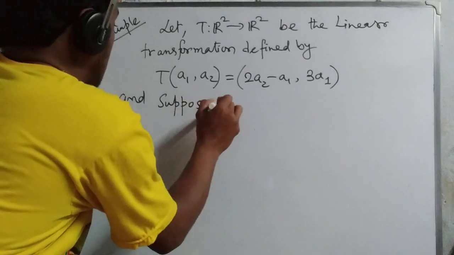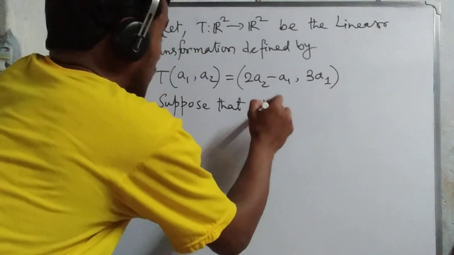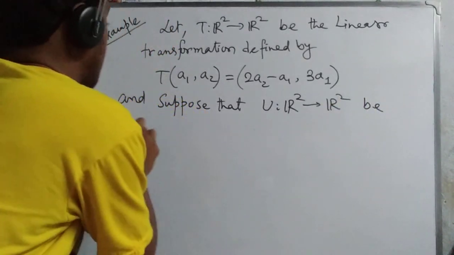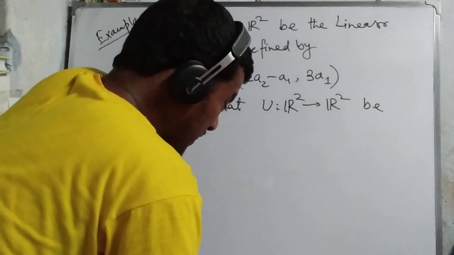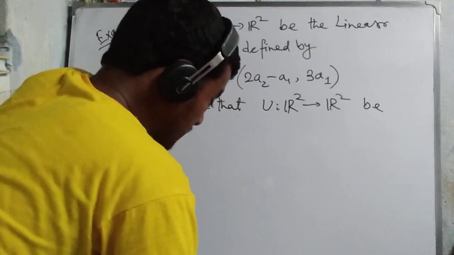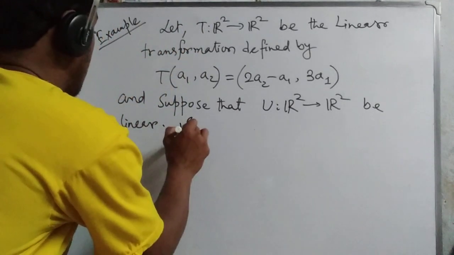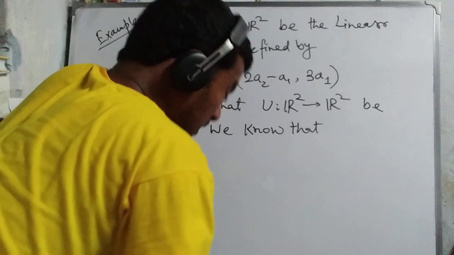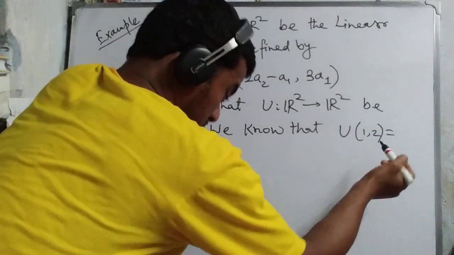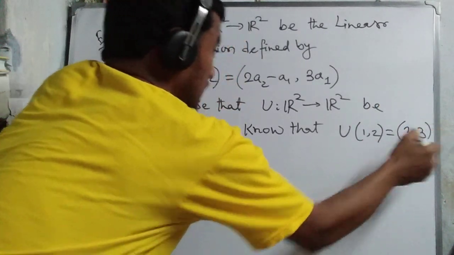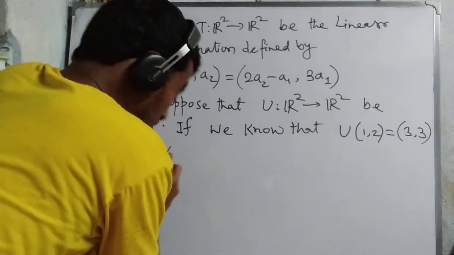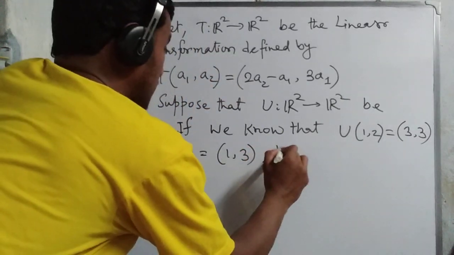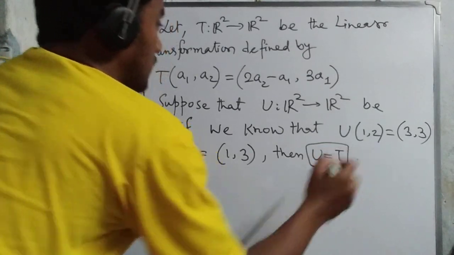And suppose that U: R² to R² be linear. Obviously, if we know that U(1, 2) equals (3, 3) and U(1, 1) equals (1, 3), then what happened? Then U equals T. Understood?